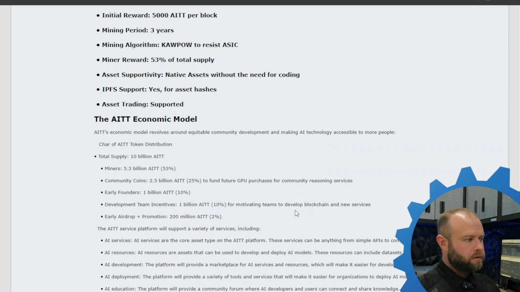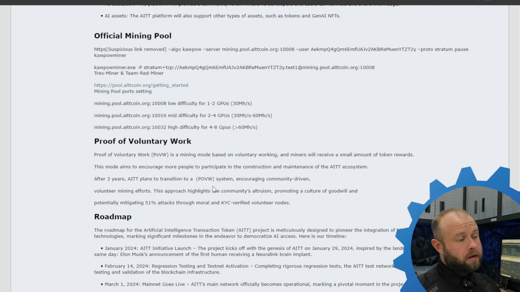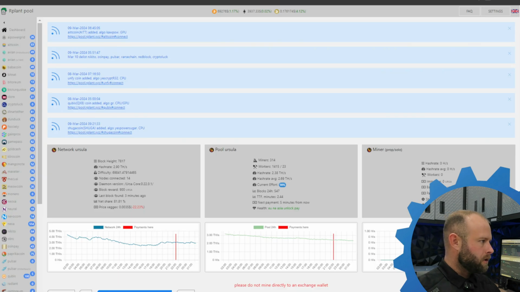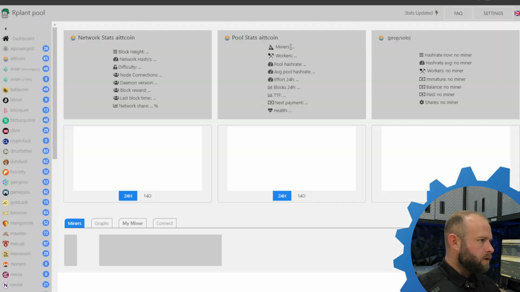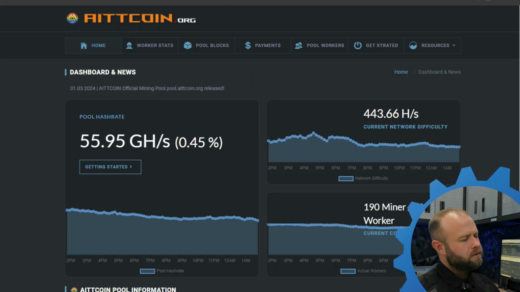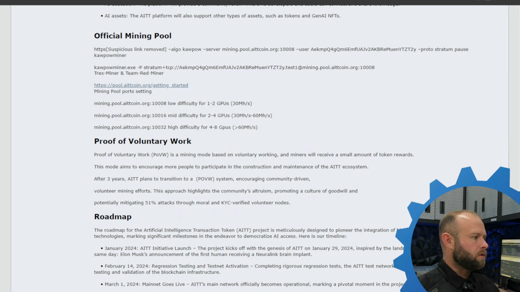Looks like they're doing an early airdrop of 200 million of these things, so I'm not sure how the airdrop is going to work. They have an official mining pool, so you may want to check that pool versus our plant to see who's taking up most of the hash. The official mining pool for AITT is pulling just under 56 giga hash, and AITT on our plant is 91 giga hash, so our plant is taking most of the hash rate already, about two-thirds of it, assuming there are no other pools on it right now.